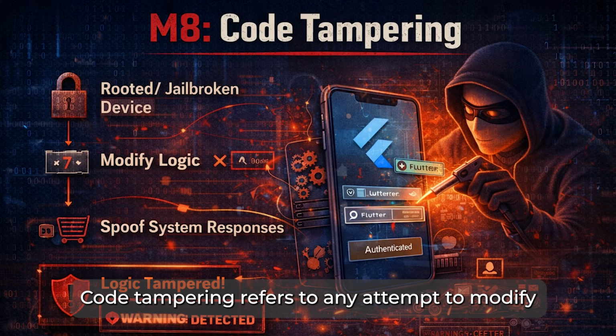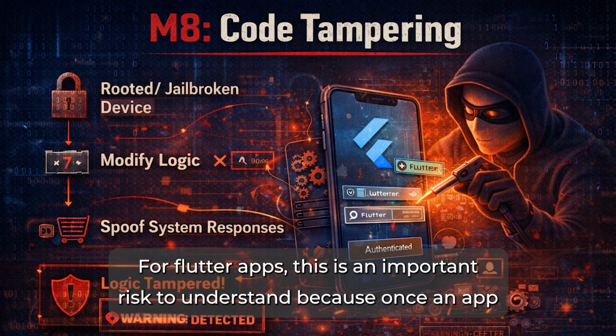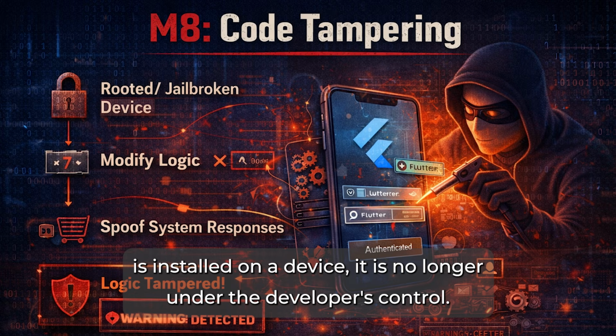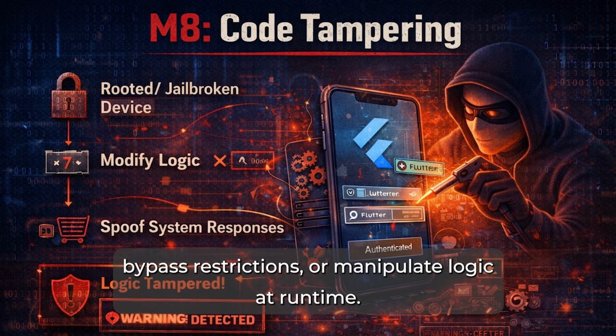M8. Code tampering. Code tampering refers to any attempt to modify a mobile application after it has been built and distributed. For Flutter apps, this is an important risk to understand because once an app is installed on a device, it is no longer under the developer's control. Attackers can alter app behavior, bypass restrictions, or manipulate logic at runtime.